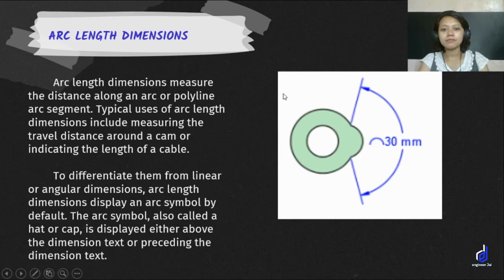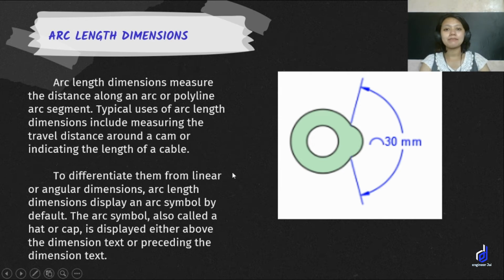And our last type of dimension is arc length dimensions. Arc length dimensions measure the distance along an arc or polyline arc segment. Typical uses of arc length dimensions include measuring the travel distance around a cam or indicating the length of a cable. To differentiate them from linear or angular dimensions, arc length dimensions display an arc symbol by default. The arc symbol, also called a hat or cap, is displayed either above the dimension text or preceding the dimension text.